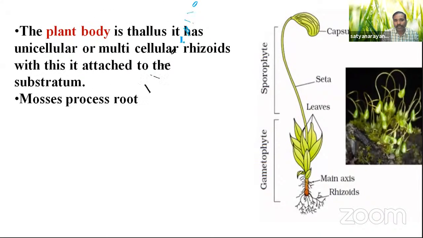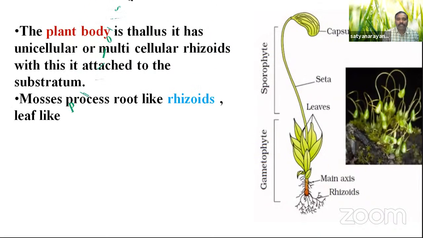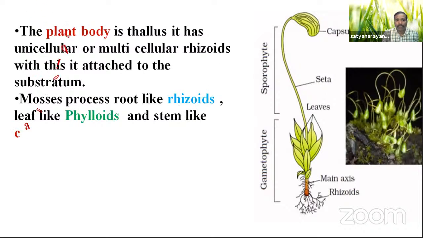Now what are their other parts? See here, we already learned about mosses, or we can commonly call them bryophytes. Bryophytes possess root-like structures called rhizoids. These are the rhizoids. They are root-like structures, but they are not exactly roots. They attach to the substratum and take water and minerals from the soil. And there are leaf-like structures called phylloids.